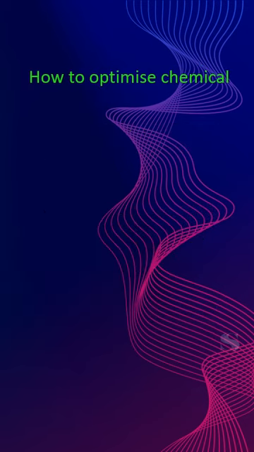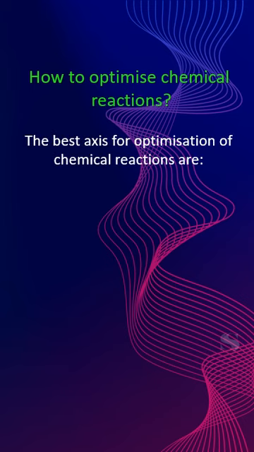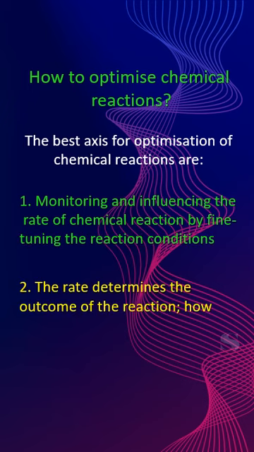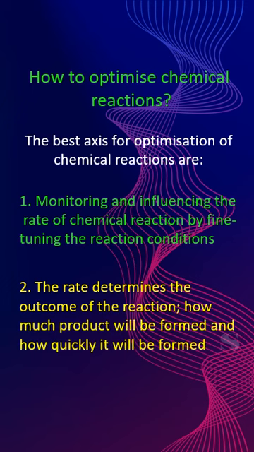How to optimize chemical reactions. The best axis for optimization of chemical reactions is monitoring closely and influencing the rate of chemical reaction. The rate of a chemical reaction can be optimized by fine-tuning the reaction conditions, such as temperature, pressure, reactant concentration, using a catalyst, mixing of reactants, etc. The rate best determines the outcome of the reaction, how much product will be formed and how quickly it will be formed.